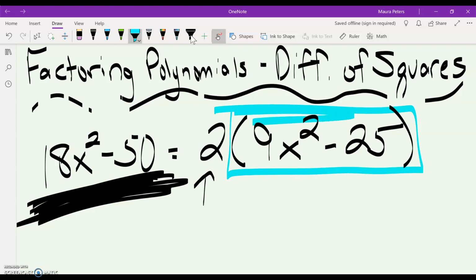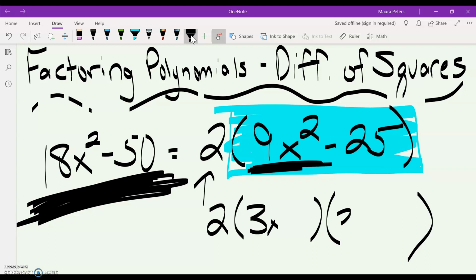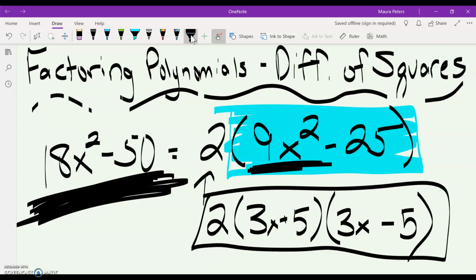And now I'm going to take a look at this here. And what I need to notice about this piece right here is that this is actually a difference of perfect squares as well. Okay, so this difference of perfect squares, I can then factor that even further. The square root of 9x squared is just 3x. Okay, plus minus the square root of 25, which is 5. And that is actually my final answer.